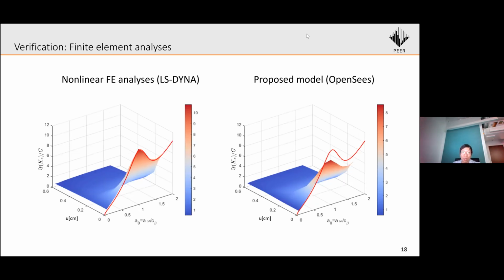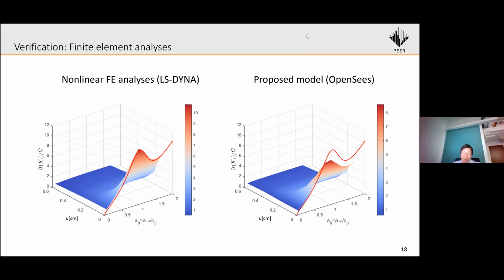So this figure shows the imaginary part of the impedance of the whole system, and it depends on the frequency and the displacement amplitude. In the small displacement region, we can see that the system is linear elastic, and the impedance follows the theoretical solutions. We can see that the damping increases as frequency increases, representing the radiational damping, and there's no contribution from material damping.